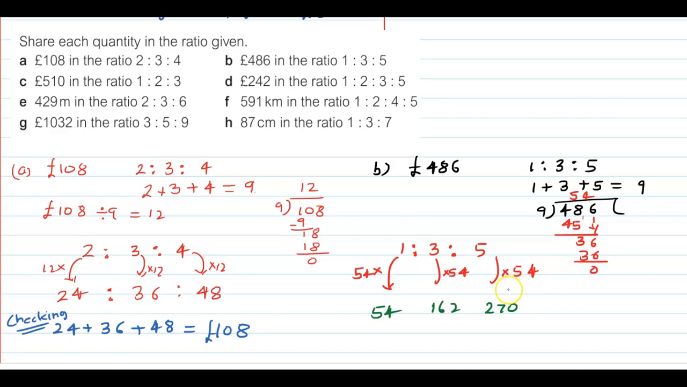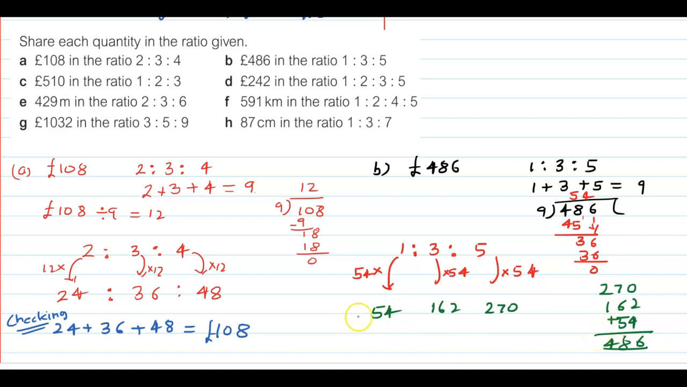Okay, so let's check whether this answer is right or wrong. So you add 270 plus 162 and plus 54. Just add it. So 4 and 2 is 6, 7 and 6 is 13, and 18, carry 1, 2 and 3 and 1 is 4. So 486. So is that okay, guys?